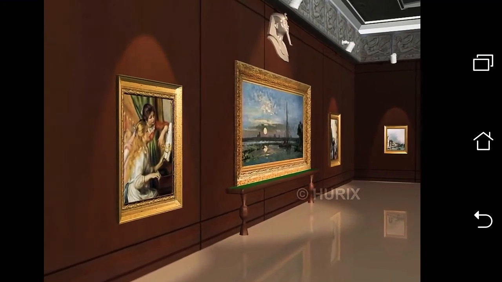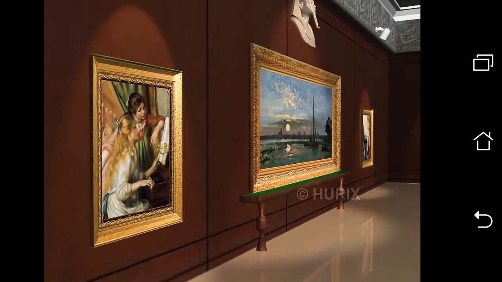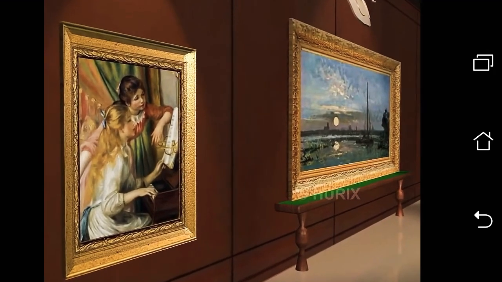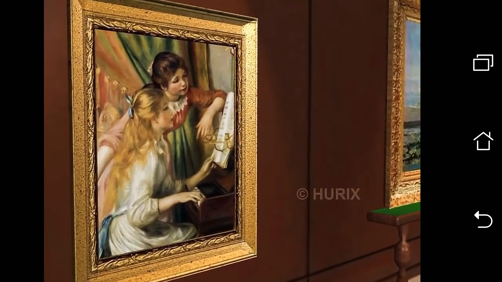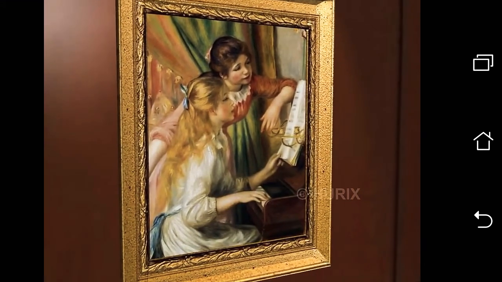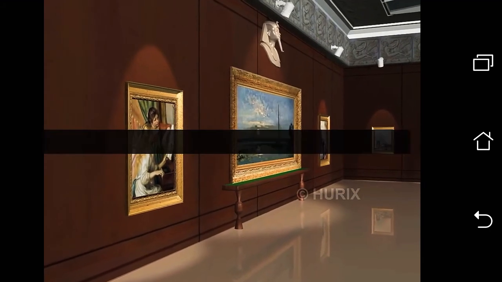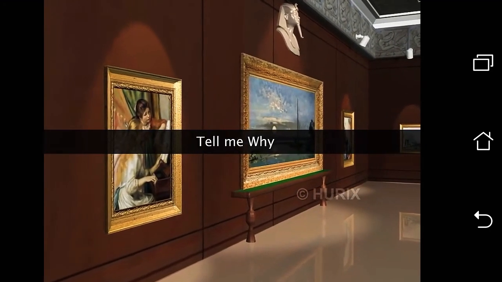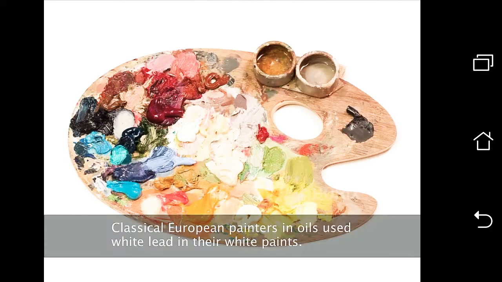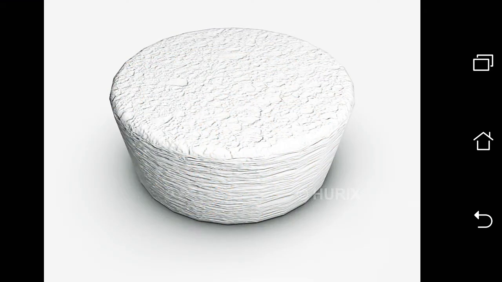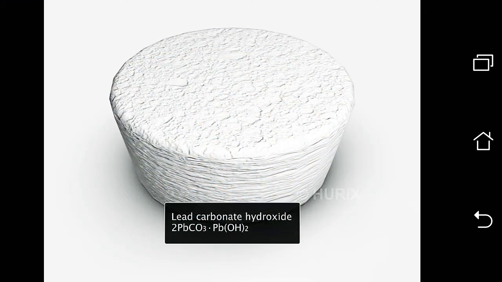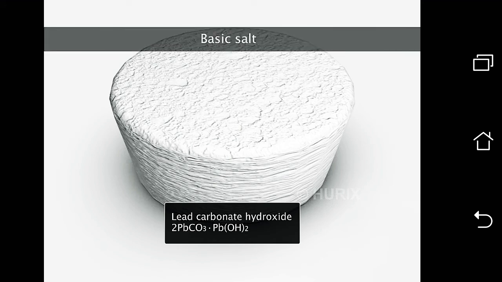The only white pigment used in European painting until the 19th century was toxic. Its use has now been banned. Classical European painters in oils used white lead in their white paints. White lead, or lead carbonate hydroxide, is a basic salt.